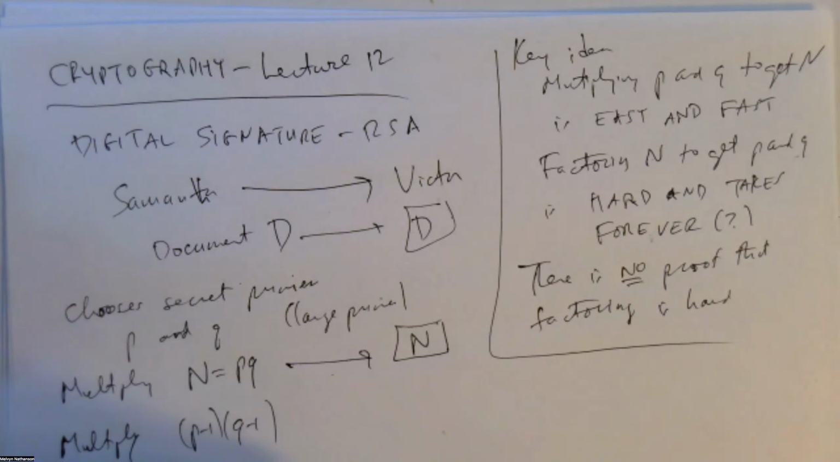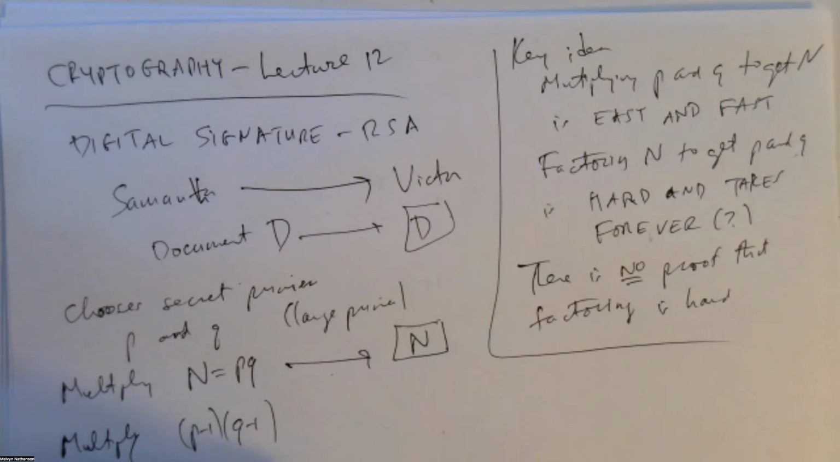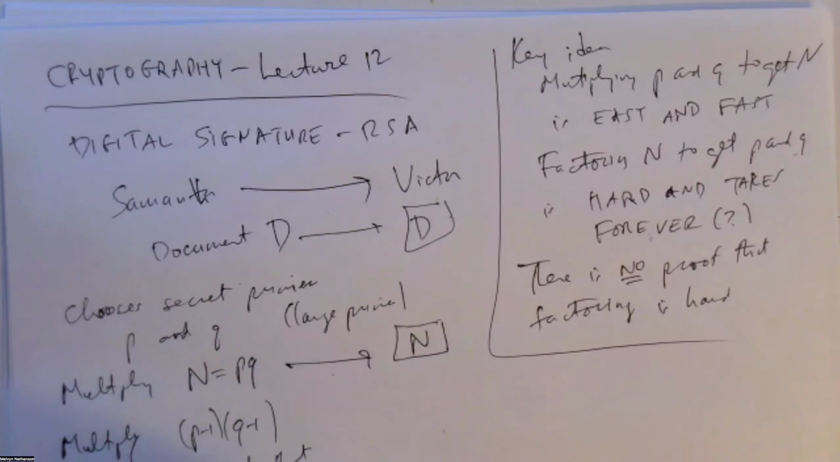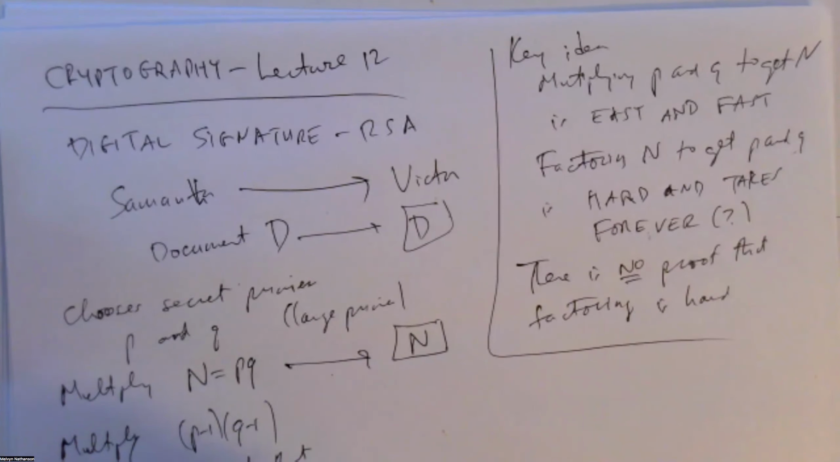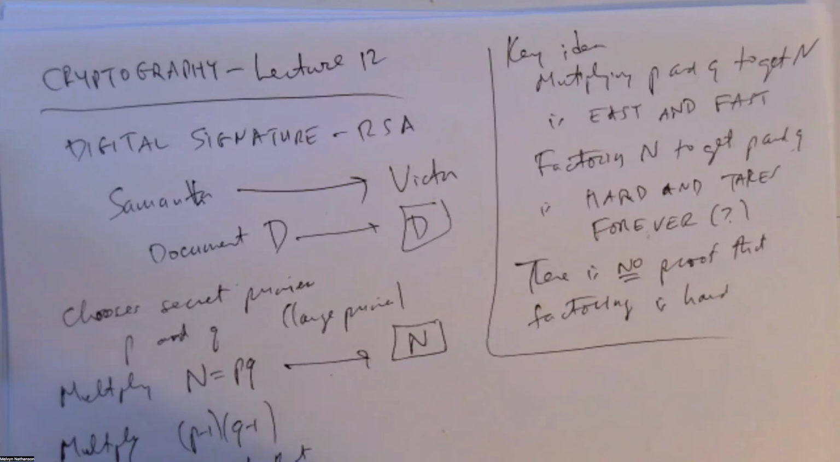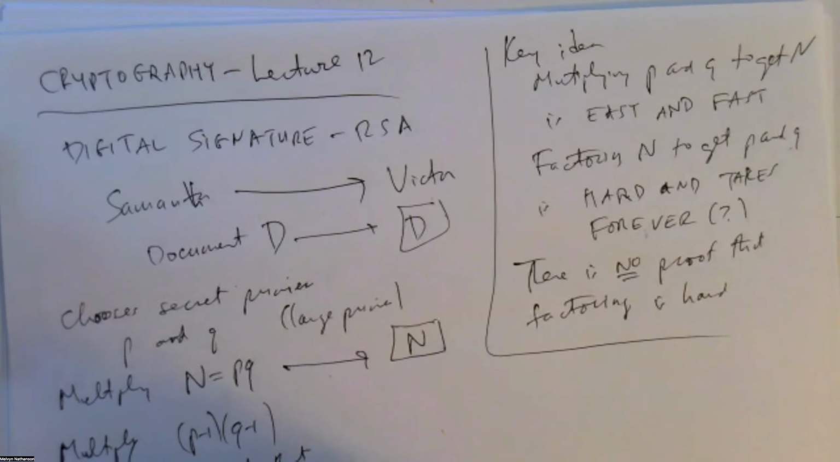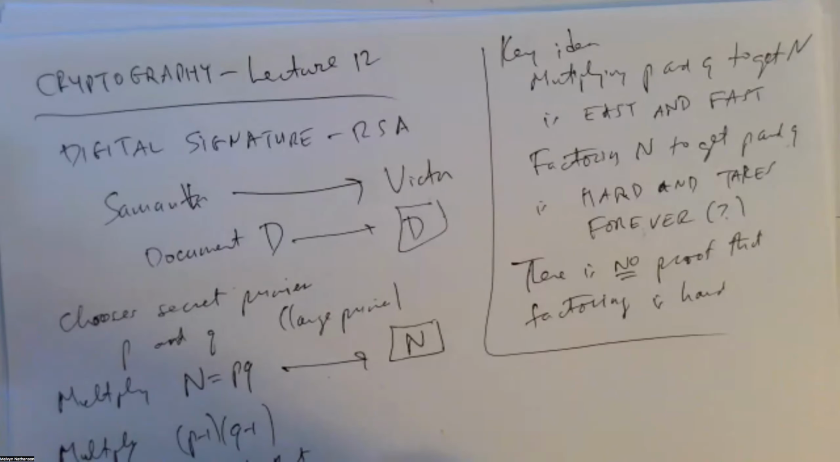And then Samantha chooses a number e such that the GCD of e, the greatest common divisor, and (p minus 1)(q minus 1) is equal to 1.